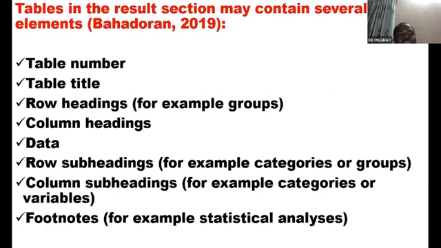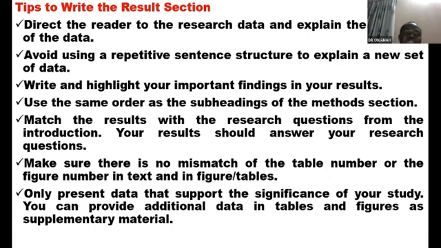The same thing applies to the table: table number, table title. Your rows will be well labeled. There should be column headings. There should be data. The table shouldn't be an empty table. It should have data. Then the row headings, for example, categories or groups, the column headings, and then the analysis that has been done.